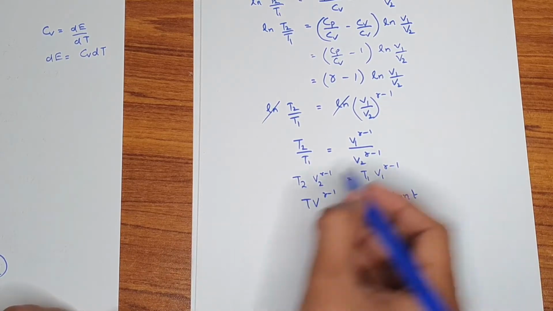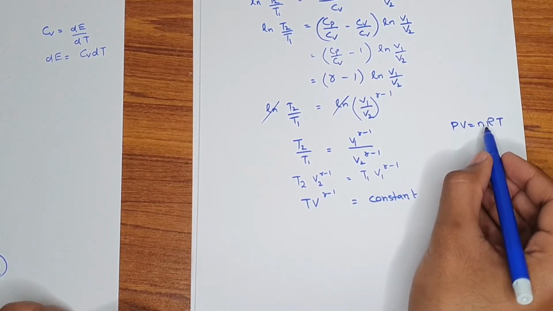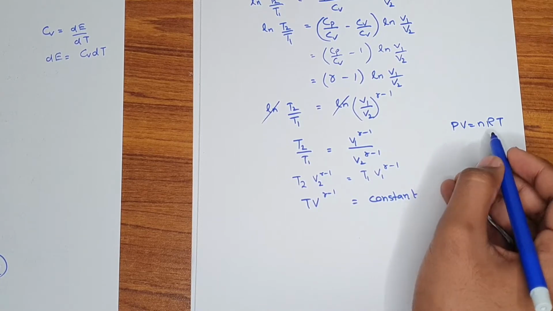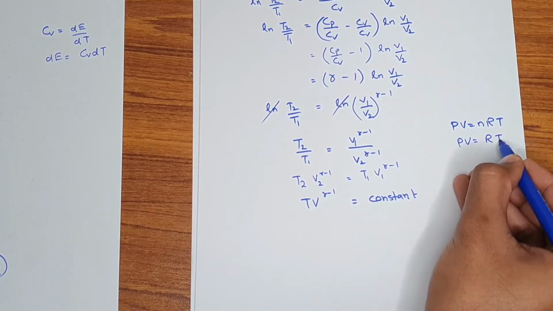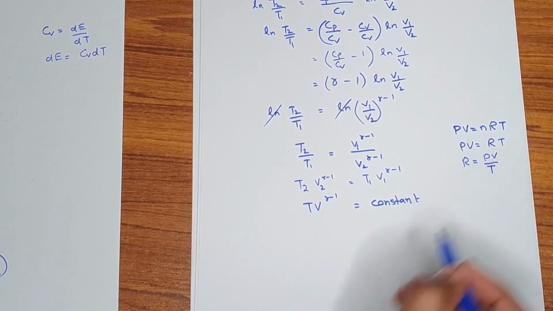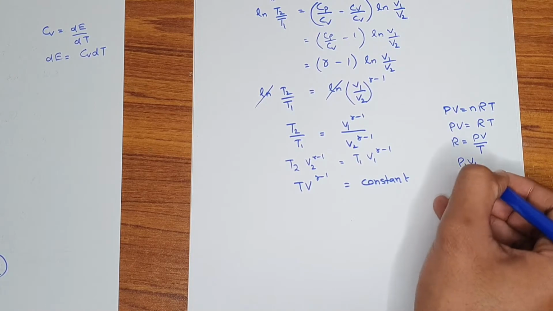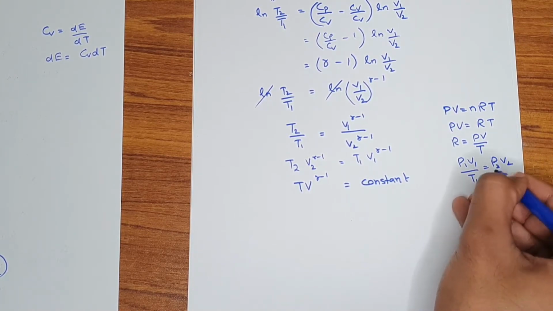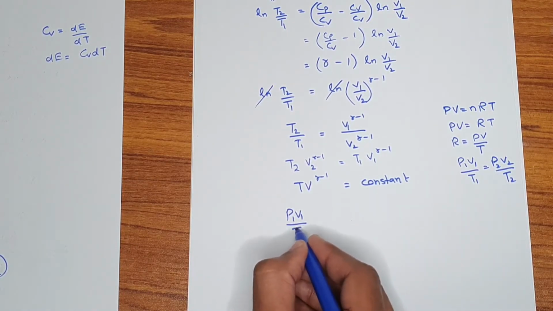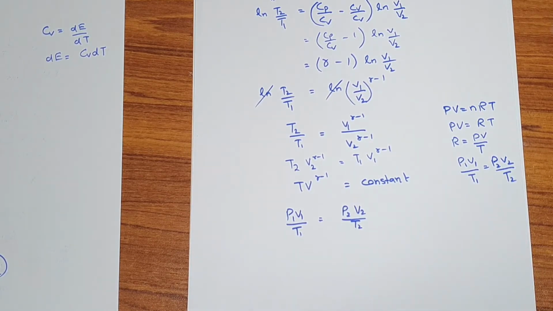The general gas equation says PV is equal to nRT. If I want to find the value for 1 mole of gas, that will give me PV equal to RT. Again, I have to find the value of R, so R will be equal to PV divided by T. So when I take P1 V1 over T1, that will be equal to P2 V2 over T2. I'm just going to write this here: P1 V1 over T1 is equal to P2 V2 over T2, and now I just have to rearrange this equation.